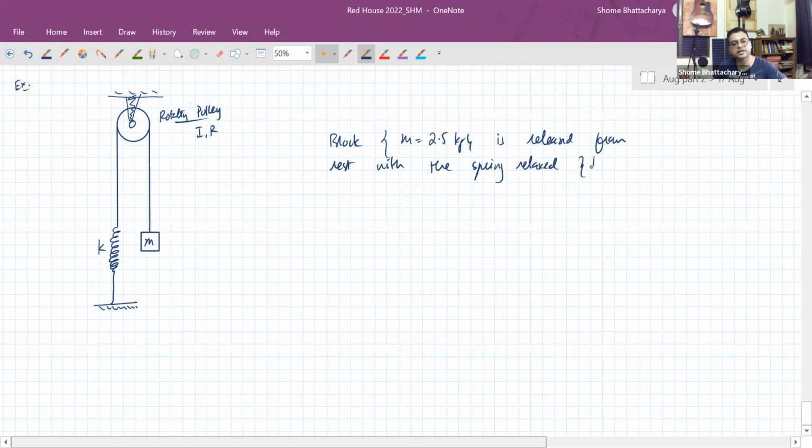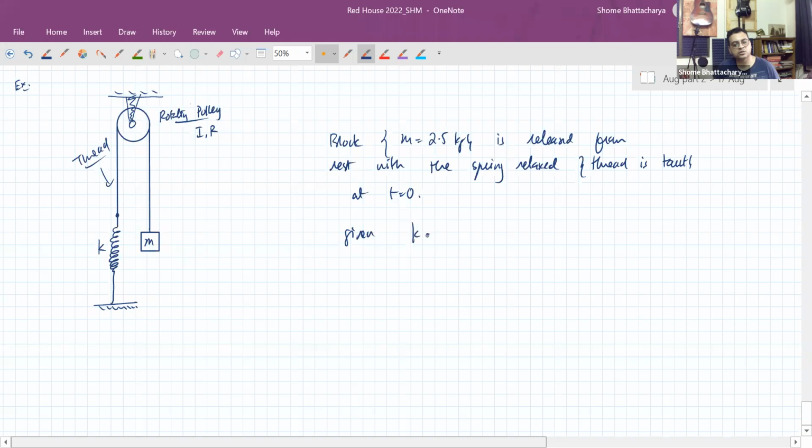But the thread is joining the spring from here onwards. This is a massless thread, but the thread is taut, so it's not loose. So it's not going to be in free fall. The moment it starts falling, the spring will come into action. So the thread is taut at t equal to 0.